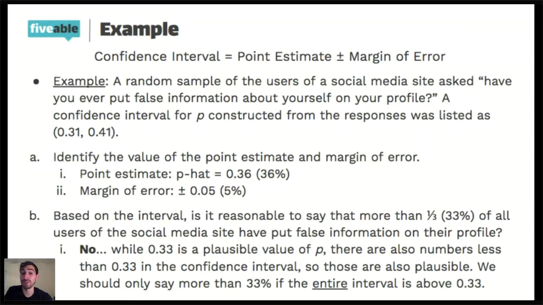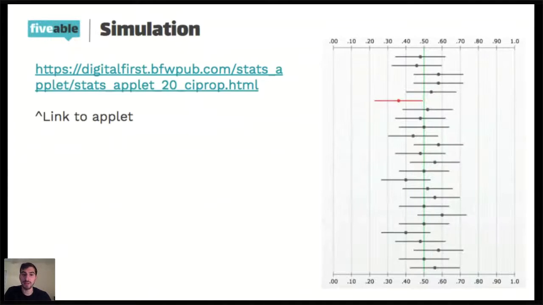The equivalent version of a hypothesis test would be if the null hypothesis was 0.33 and the alternative was greater than 0.33. Since the entire interval is not greater than 0.33, I cannot reject that null hypothesis. It's still a plausible value. I can't say for sure that everything's above that. And so there's also a connection point between confidence intervals and hypothesis tests. Before we get into the actual calculations, I'm going to run a simulation.